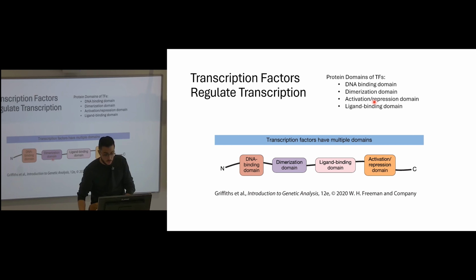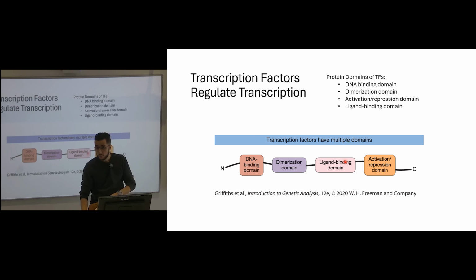The dimerization domain: these transcription factors usually don't work alone. They work with many other proteins. So this dimerization domain allows for binding of two transcription factors together. For example, ER alpha, the protein I'm studying, works in homodimers, so it will interact with itself. So it needs this dimerization domain.